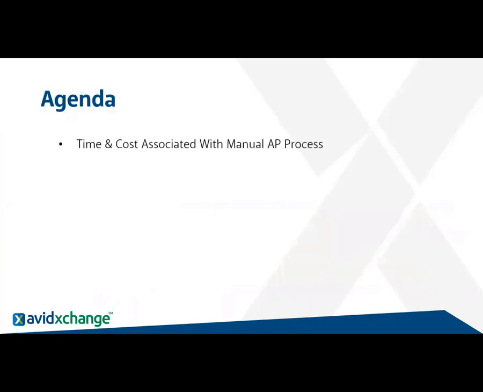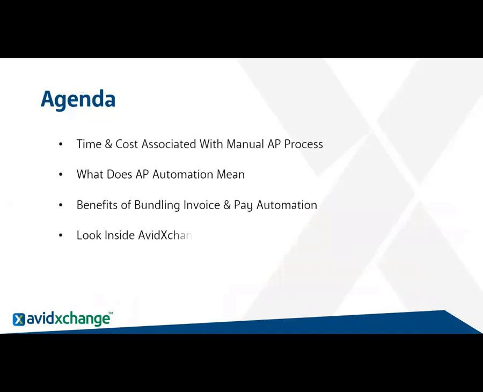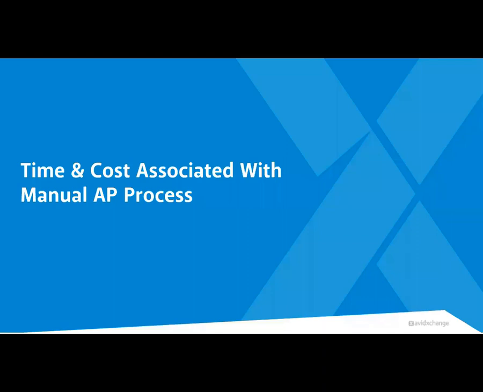So real quick, as far as our agenda, what we're going to look to hopefully cover in the next 35 to 40 minutes today. We're going to look at the time and cost associated with a manual AP process. Then we're going to look into what AP automation means for you and your company. Then we're going to look at the benefits of bundling invoice and pay automation together. And then finally, we're going to take a look inside of AVIDXCHANge and how we address the AP process and how we look at this marketplace. So with that said, let's jump right into it.